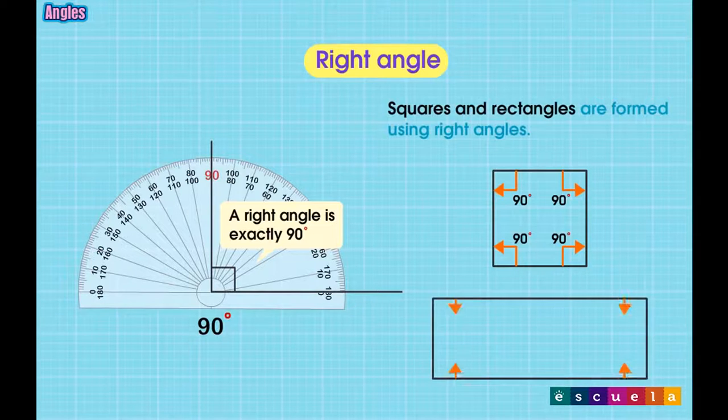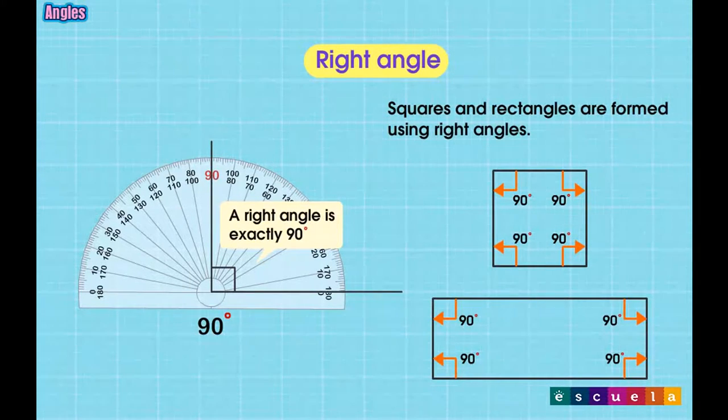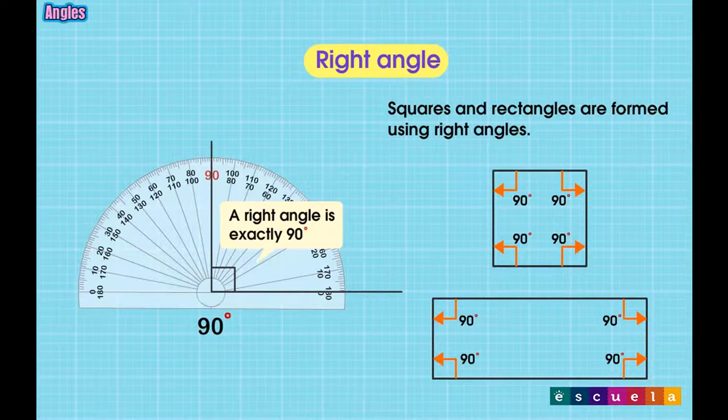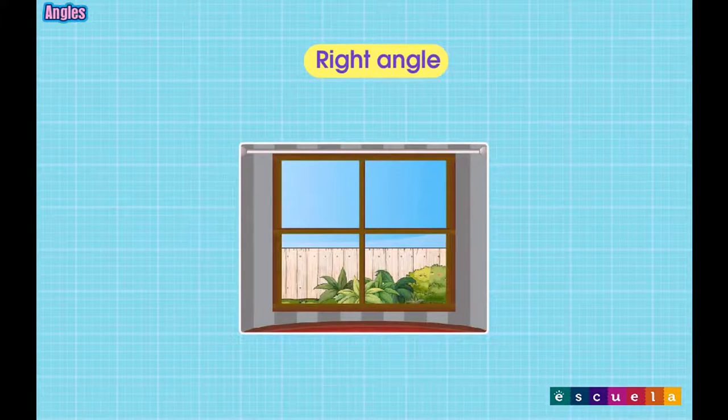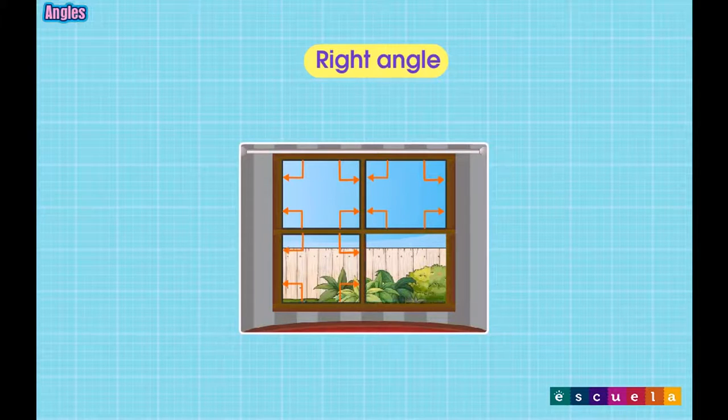Squares and rectangles are formed using right angles. Let's look at a few examples. You are looking out the window of your house. You notice that the window panes are formed by right angles.